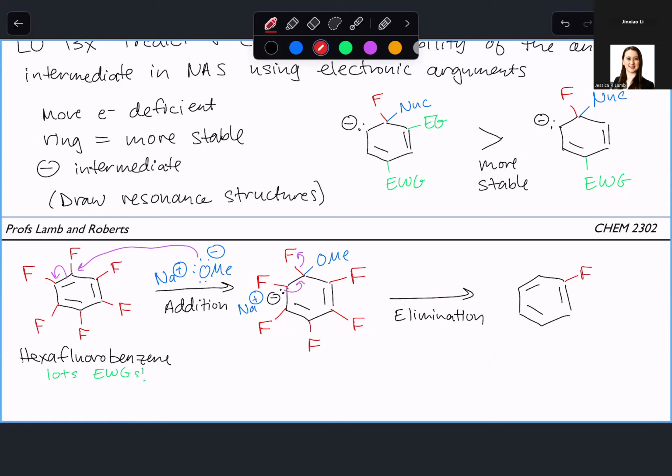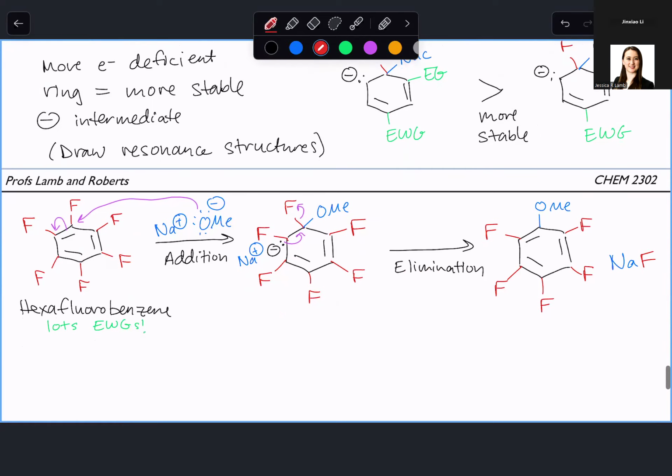So overall, the reaction is still the same. We have substituted one of the fluorines for our nucleophile, made our sodium fluoride byproduct. But the rationalization for why this happens is slightly different than the other ones, because it does not have that resonantly withdrawing, it is inductively withdrawing.